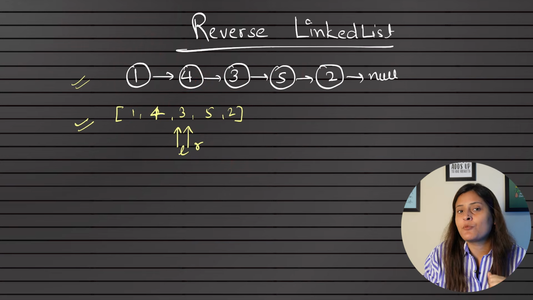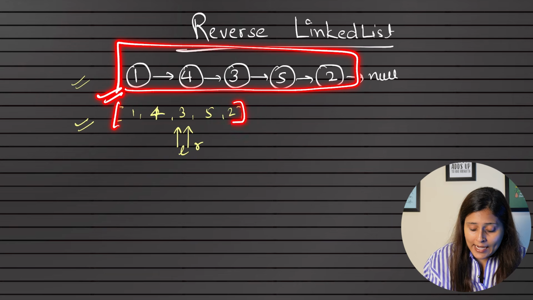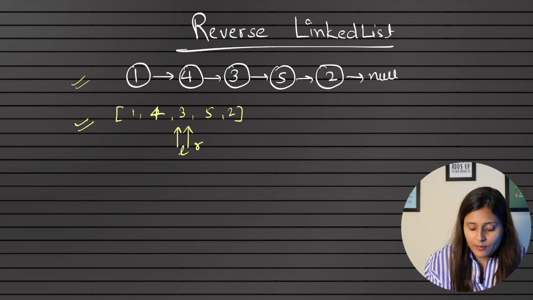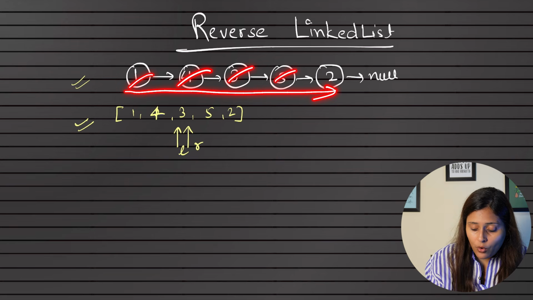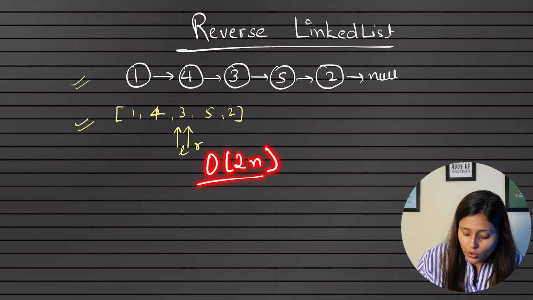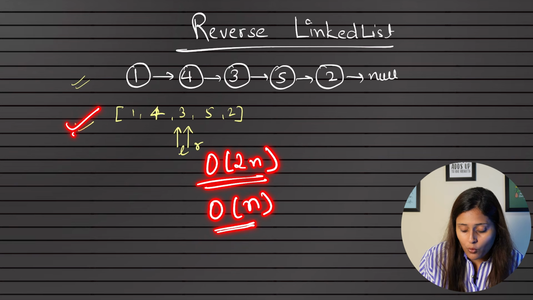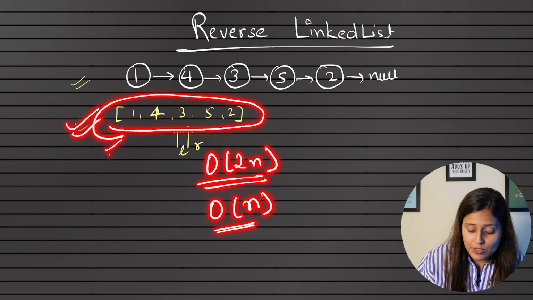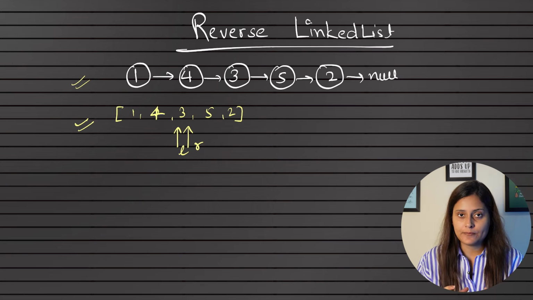But what will be the time complexity? The very first O of n we took to iterate and insert all the values in the list. Second O of n iteration to again go and overwrite all the values so as to reverse it. So in total O of 2n time complexity, and space complexity will be O of n. Why? Because we have used an extra list to store the values of the linked list, correct?